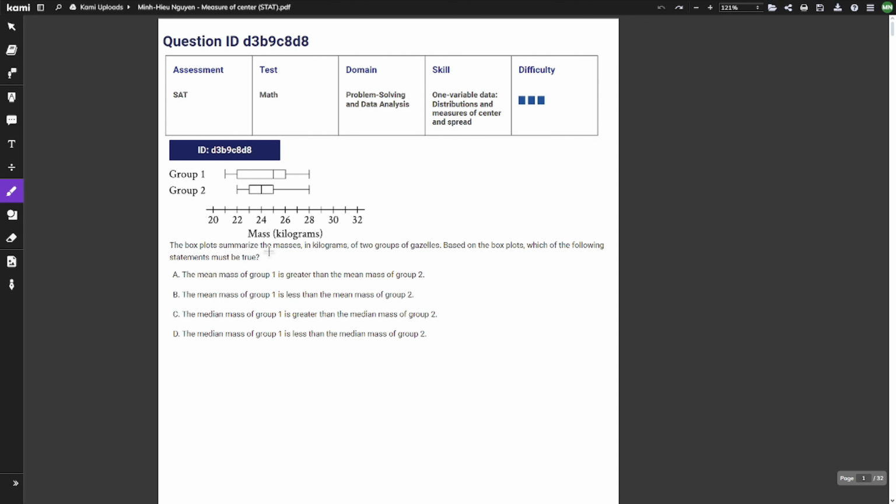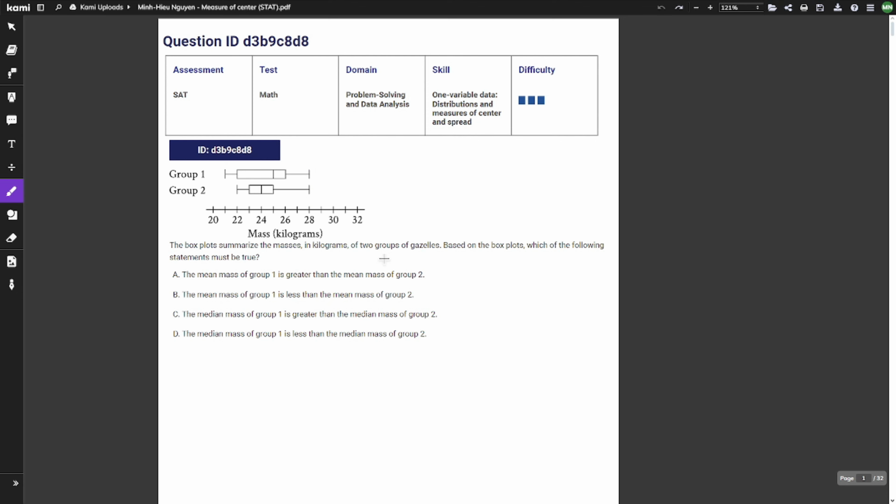The box plots summarize the masses in kilograms of two groups of gazelles. Based on the box plots, which of the following statements must be true? So here we have two box plots, and you need to remember that from box plots you can only get three things. The first one is the minimum value, which is this left line right here. The second thing is your median, which is this middle line. And the third thing is your maximum, which is this right line. So that is all you're going to be able to get from box plots.